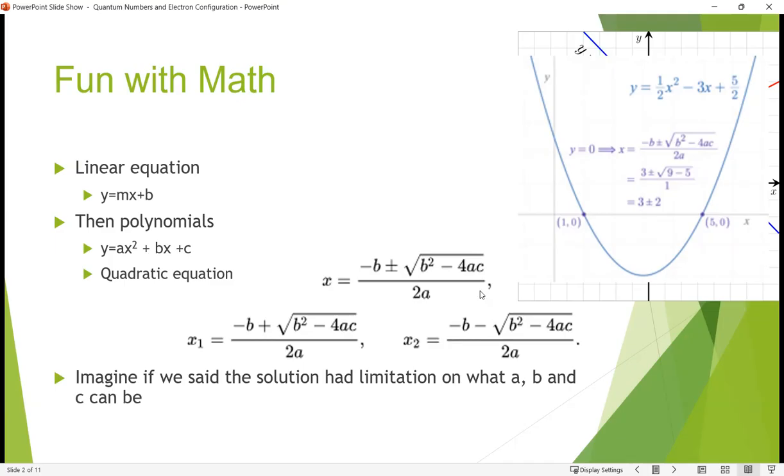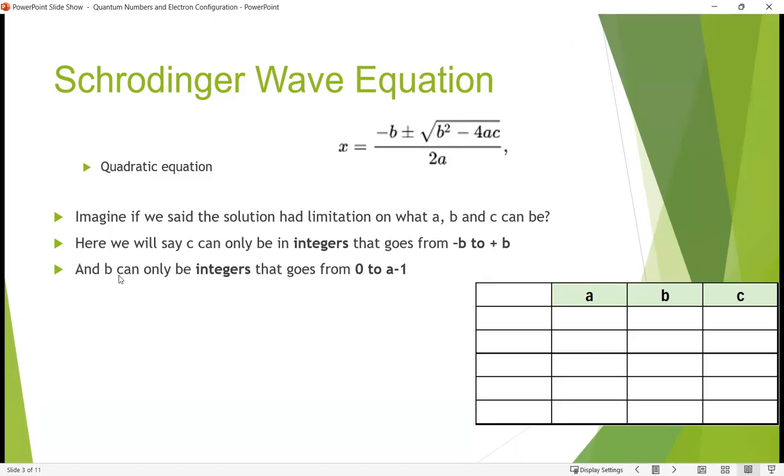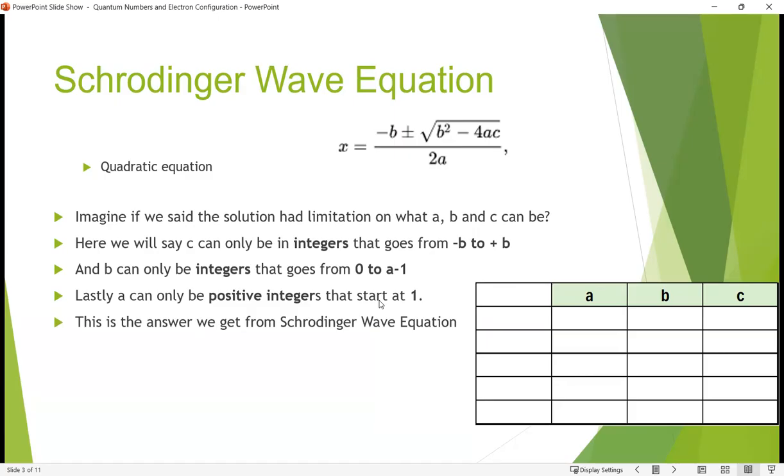And so in this relationship, what Schrodinger's equation says is that these variables, A, B, and C, have limitations on what they can be. And so what he says is that in the solutions, we only get to answer the roots here if C is an integer and it goes from minus B to plus B. And B can only be an integer and it goes from 0 to A minus 1. And then the last one is A has to be a positive integer. It starts at 1 and just gets larger and larger. And so from that, we can start to see the answers from Schrodinger's.